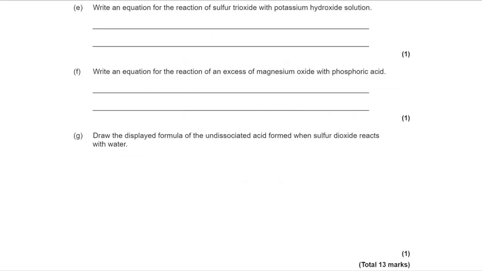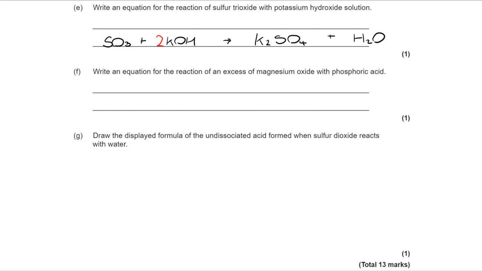Moving on to E, F and G, here is E, an equation for the reaction of sulfur trioxide with potassium hydroxide solution. This again relies on you knowing that non-metal oxides are acidic. So we're essentially dealing with a neutralization reaction. Now, when I think about potassium with SO3, I'm going to go to K2SO4, potassium sulfate. I also know that when I neutralize, I'm going to make water. All that is then left is the balancing, and we are done.